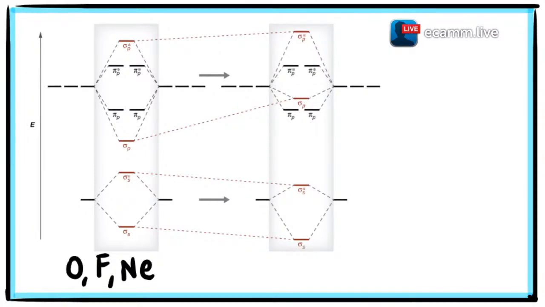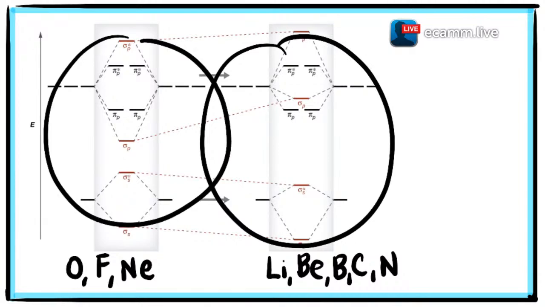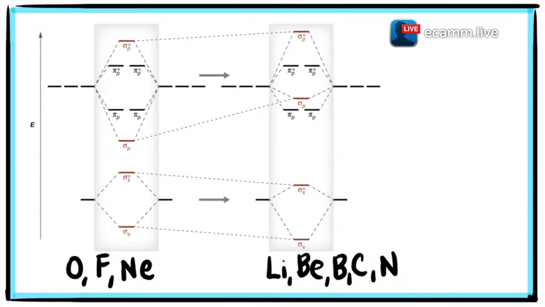This one is basically all your other elements. So if you're talking about lithium, beryllium, boron and carbon and nitrogen and basically everybody else, okay? So that's the first step, is you have to analyze what element did they give you, and then you just say, okay, I'm going to draw this or I'm going to draw this one. So hopefully that makes sense.